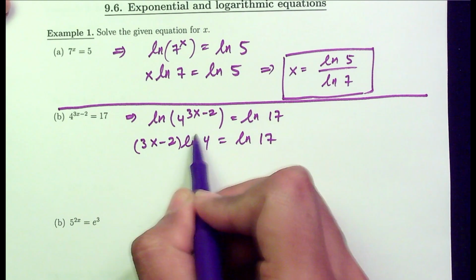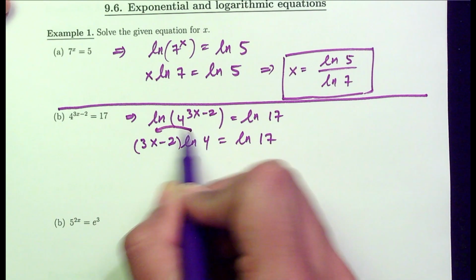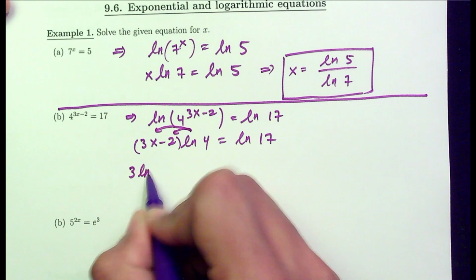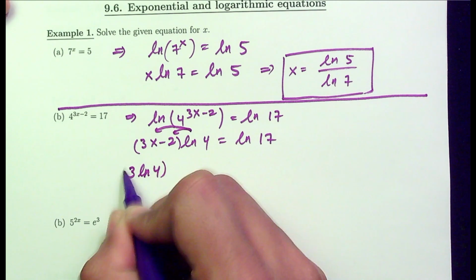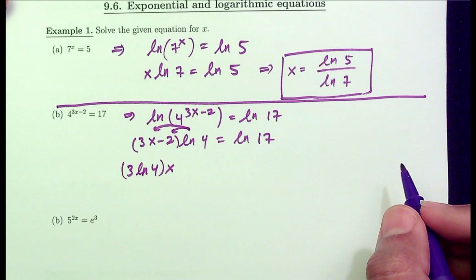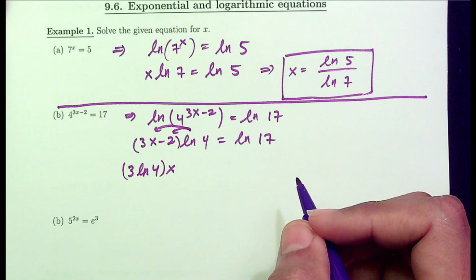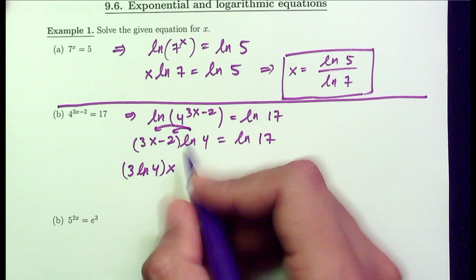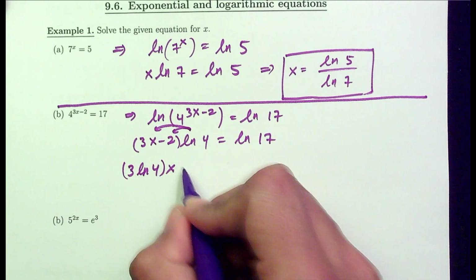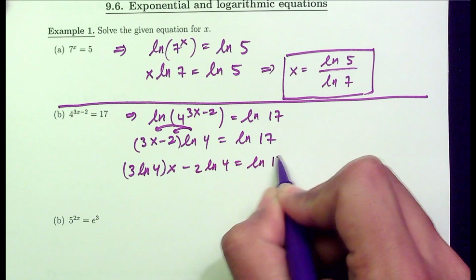I'm going to distribute. So multiply ln of 4 by that and ln of 4 by that. You're going to get 3 ln of 4. So I'm putting the numbers first and then the x, because we normally put the numbers in front of the variable. So I'm putting both the 3 and the ln of 4 in front of the x, minus 2 ln of 4 equals ln of 17.